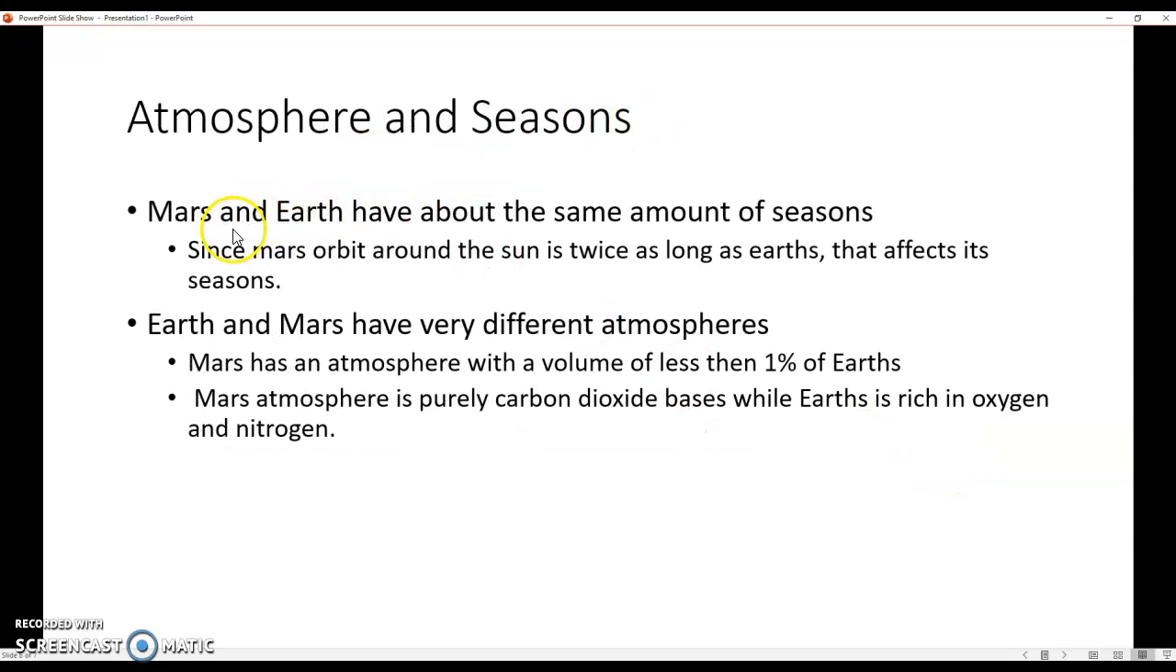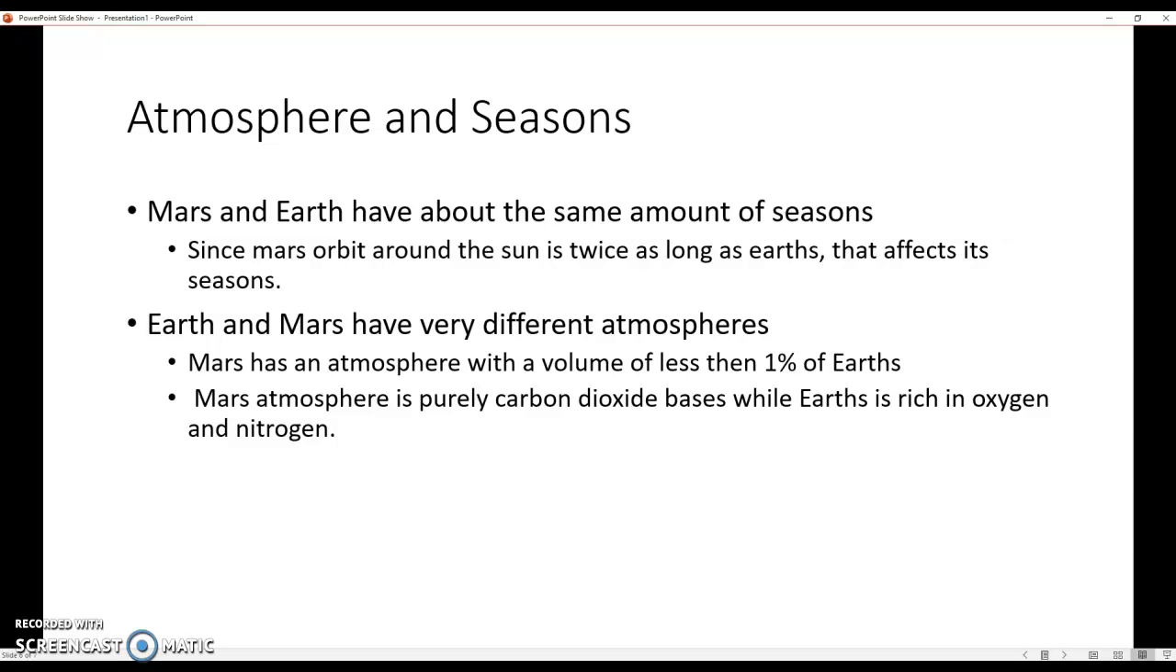Atmosphere and seasons. Mars and Earth have about the same amount of seasons, but since Mars' orbit around the Sun is twice as long, you would assume that their seasons are twice as long as well, and that's correct. Earth and Mars have very different atmospheres. Mars has an atmosphere with a volume of less than 1% of Earth's, so Mars has a very thin atmosphere, which makes it hard for the planet to keep heat in. So heat escapes really well, and the cold stays. That's why Mars is such a cold planet: the atmosphere is so thin.